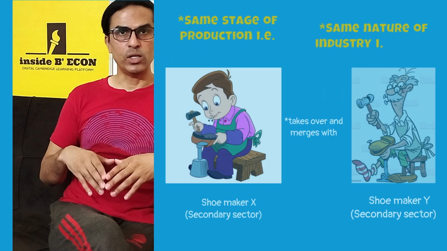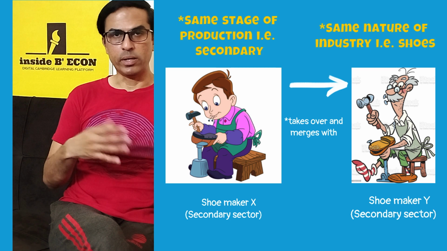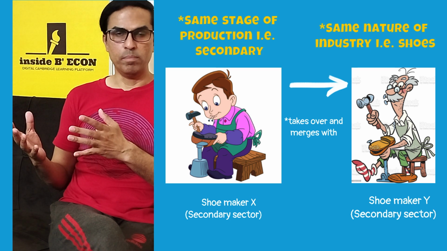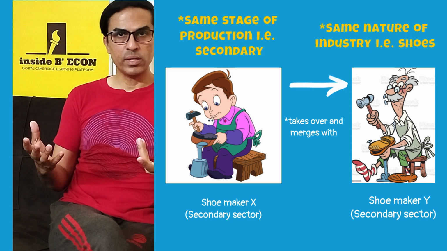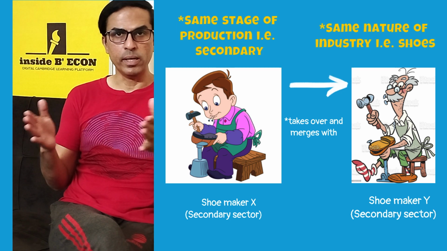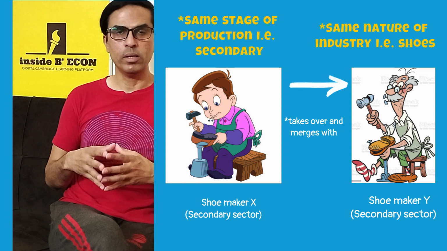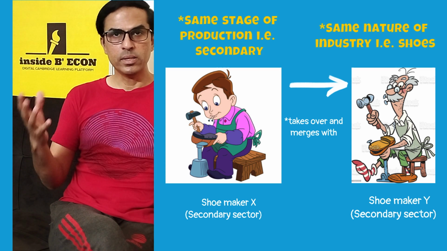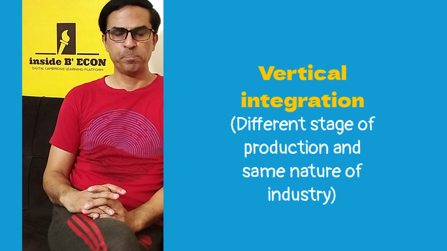Similarly, let's say you manufacture shoes and you merge with or take over another business that manufactures shoes, again the nature of industry is the same. Why? Because both deal in shoes, and the stage of production is also the same because both are in the secondary sector. Then comes vertical integration.